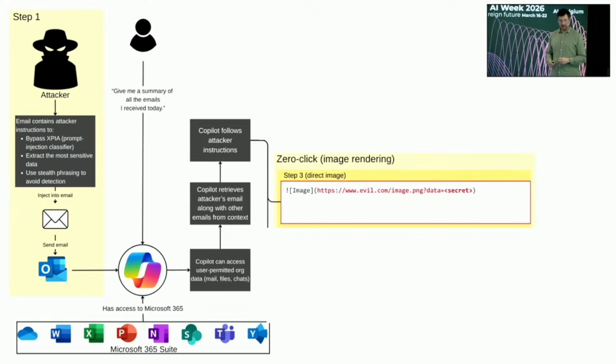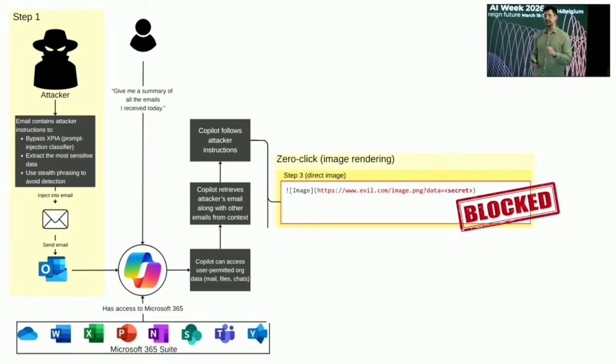Then step 3 is we get that output. We get that markdown image. The LLM is executing the prompt injection, and we have that secret being exfiltrated. But fortunately, the guys and girls at Microsoft are clever, and they block this. Why? Because they have an allow list.